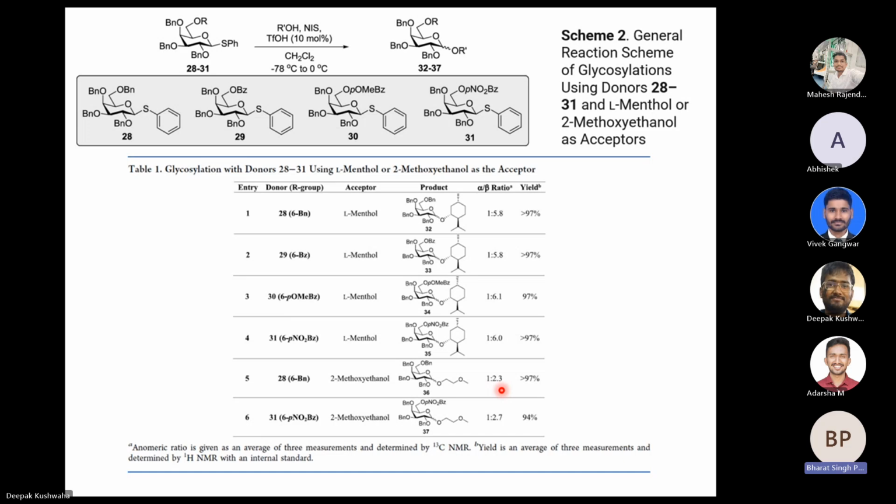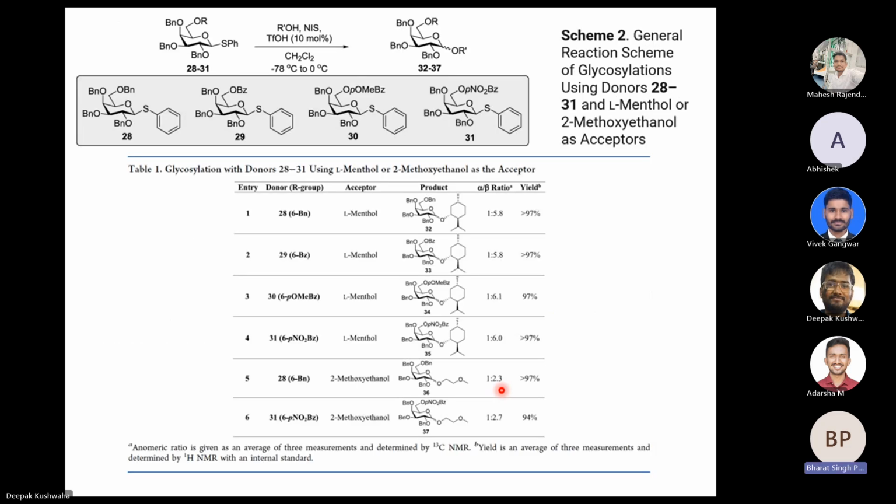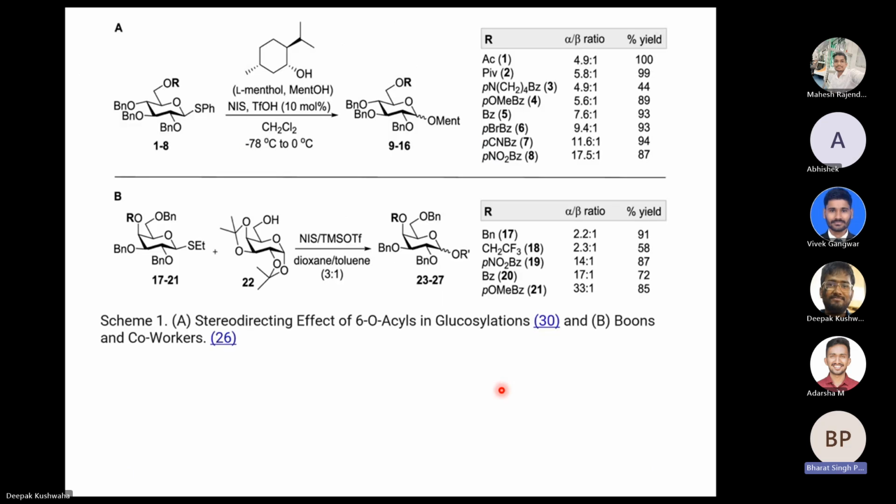So, starting with the modification of the benzoate group, the electron donating and electron withdrawing groups. In the case of the GJ Boons group, with electron donating groups they were getting more alpha, but with electron withdrawing groups they were getting more beta. It's contradicting, reverse, right?